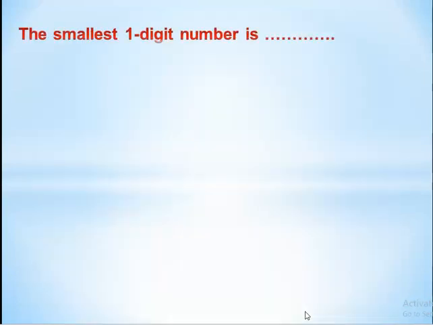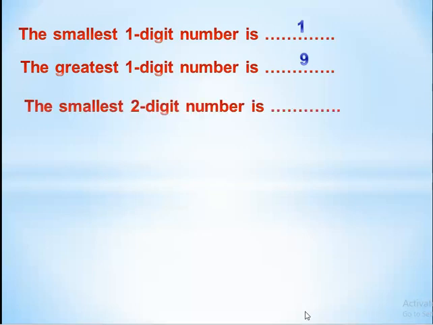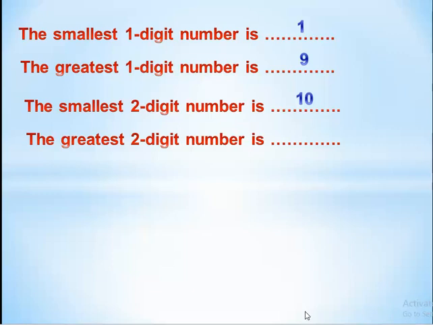Okay, let's complete. We know that the smallest one-digit number is 1. The greatest one-digit number is 9. The smallest two-digit number is 10. We put 1 and beside it put 0, so it will be 10. The greatest two-digit number is 99.